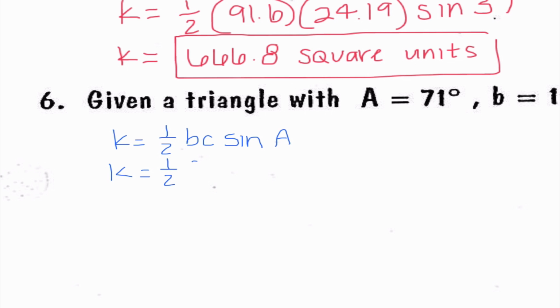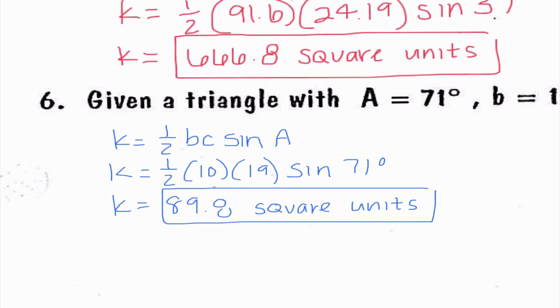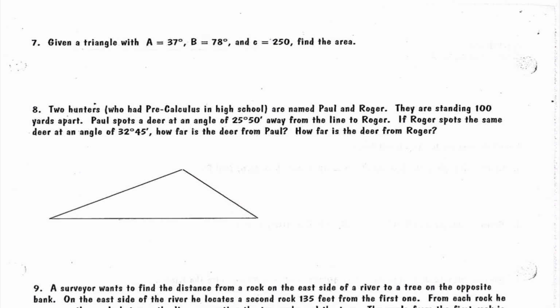So I'm going to say 1/2 times 10 times 19 times the sine of 71 degrees. And when I put that into my calculator, I get 89.8 square units. The majority of the ones that you're going to deal with are that simple. We're going to go through one more that is a little bit more difficult. So moving on to number 7, and this is going to be our last example. We're actually going to cover word problems in a completely separate lecture. I know you're excited for that one.